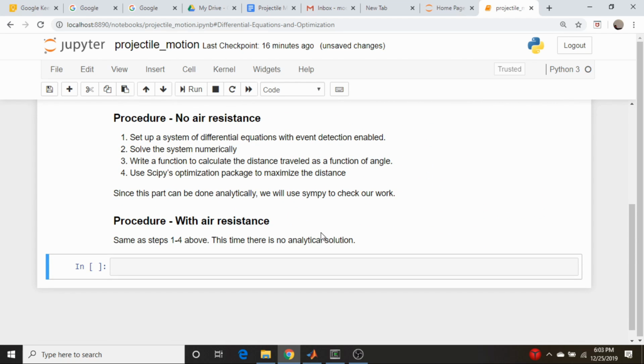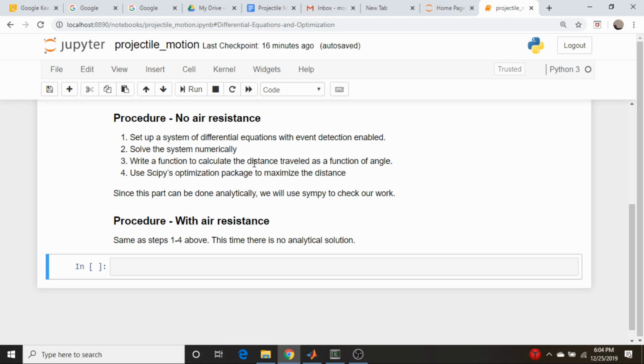So this is how we are going to go about solving this. We're going to set up a system of differential equations with event detection enabled, and then just solve these numerically. Now, we've done this before with the free fall parachute problem, so this should be pretty straightforward. For the second part, we are going to write a separate function that calculates the total distance traveled as a function of angle, and then we're going to use SciPy's optimization abilities to actually maximize the distance traveled, calculate the angle such that the distance traveled is a maximum.